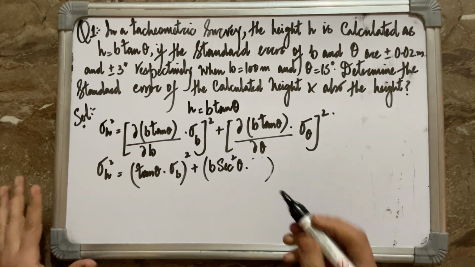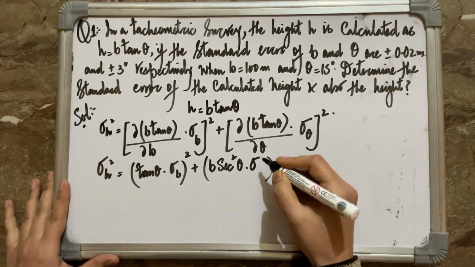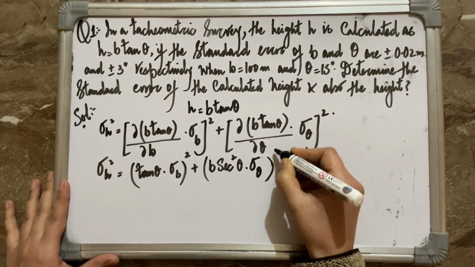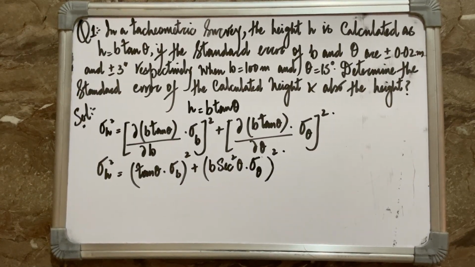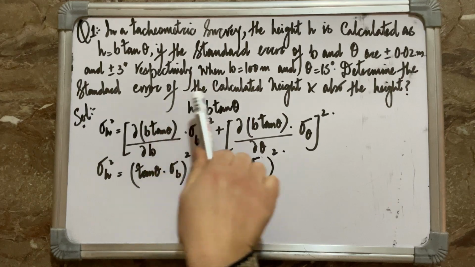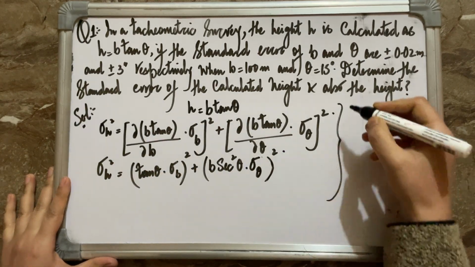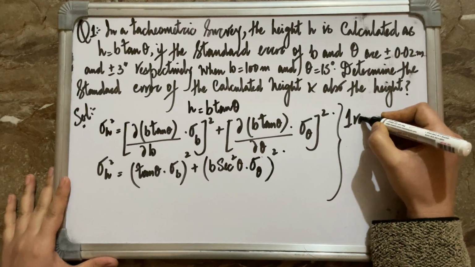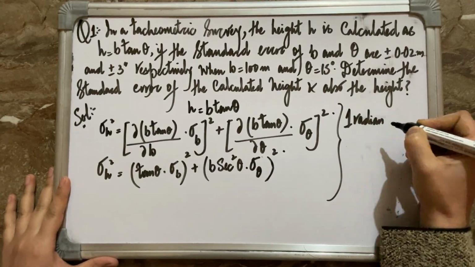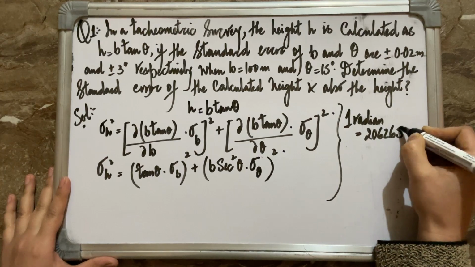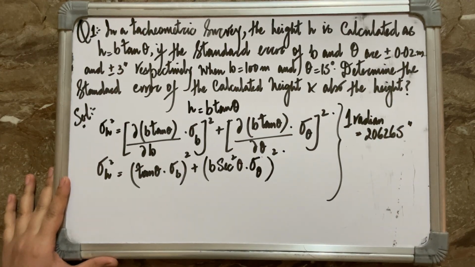Square of it. So I'll substitute the values and I may get my standard error of the calculated height. But before that, let me write it down over here. We know that 1 radian is equal to how many seconds? 206,265 seconds. All right.